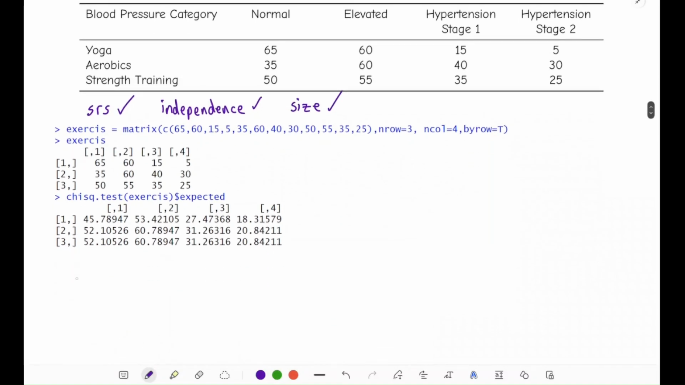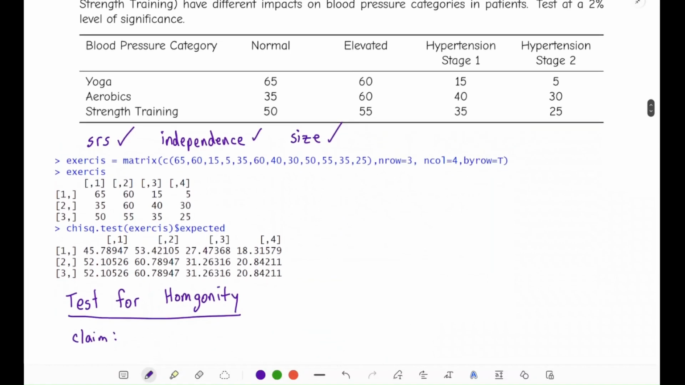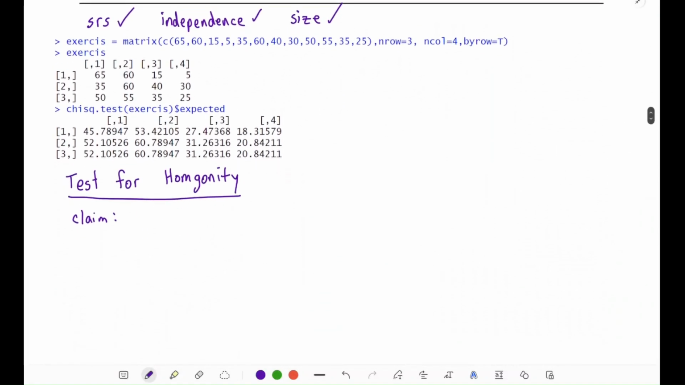So now I'm going to do the test for homogeneity. I feel like I'm spelling it different every time. I'm not the best at remembering how to spell that word. But okay, so what's our claim this time? The claim has different impacts. So the claim is that at least one is different.